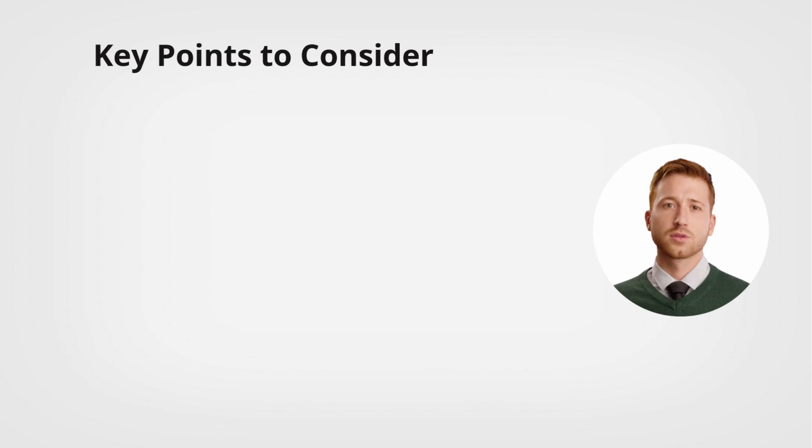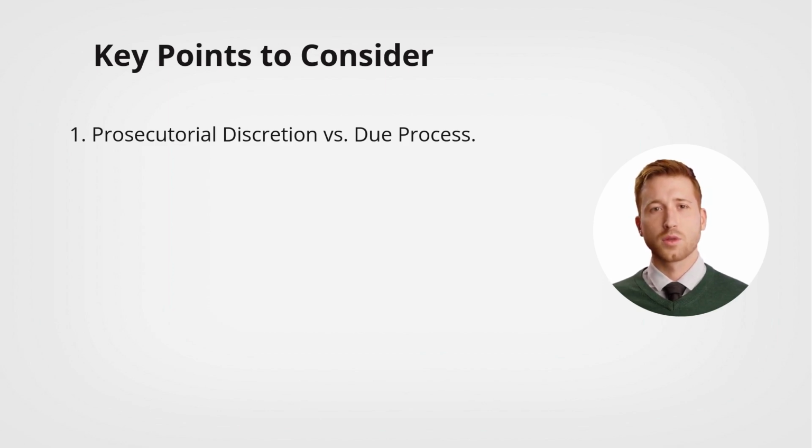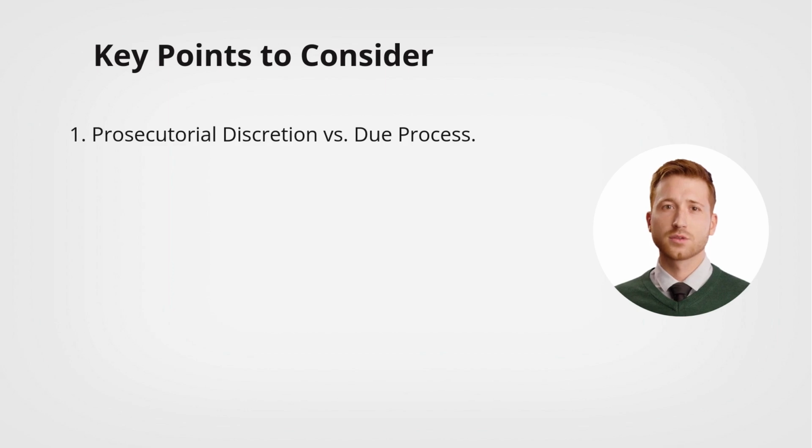Here are some key points to consider. Prosecutorial discretion versus due process. Prosecutors generally have broad discretion over which witnesses they call to testify. This means that, under normal circumstances, a prosecutor can decide not to use an officer's testimony if concerns about credibility exist. However, when an officer's name is placed on such a list and it has tangible consequences on their career or reputation, due process considerations may come into play. In certain contexts, the officer might argue that they have a right to challenge this designation.